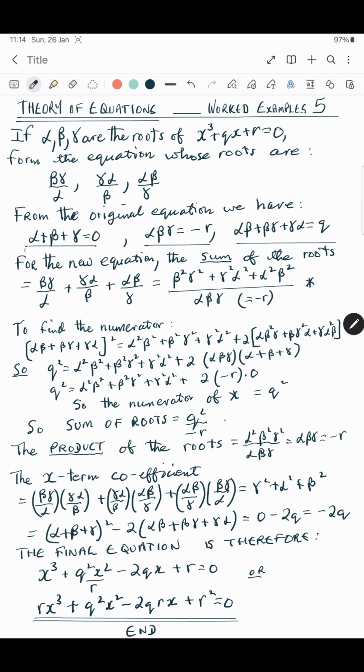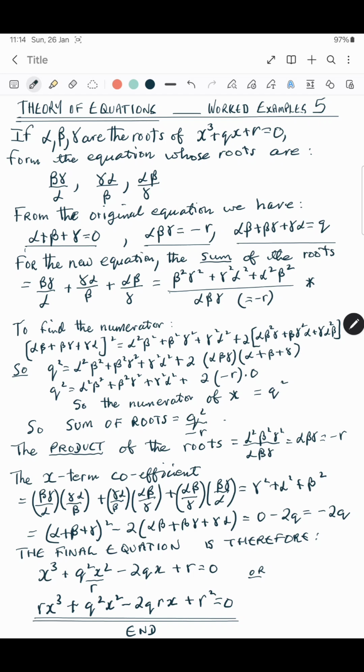and then we have q squared equals alpha squared beta squared plus beta squared gamma squared plus gamma squared alpha squared plus twice, and then I factorize that term as alpha beta gamma and in brackets alpha plus beta plus gamma. And so next line, q squared equals the numerator that we want, alpha squared beta squared plus beta squared gamma squared plus gamma squared alpha squared, plus 2 times minus r times 0, because alpha plus beta plus gamma was 0. And so the numerator of the starred expression will be simply q squared.